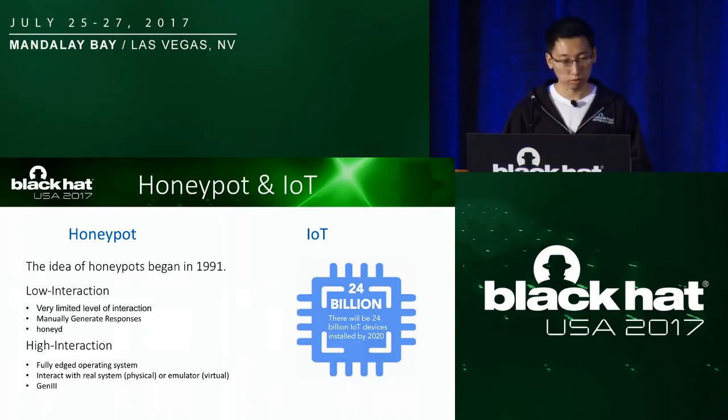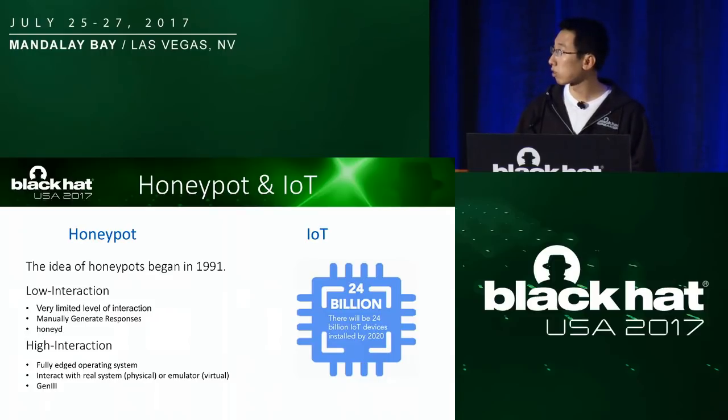People first came up with the idea of the honeypot in 1997, and since then, thousands of honeypot projects have been proposed. If you search on GitHub, you will find at least a thousand of them. In honeypot research, there are two categories of honeypots: high interaction and low interaction.